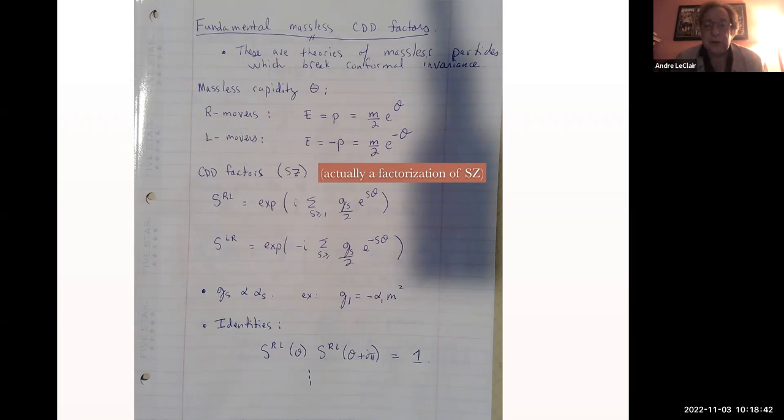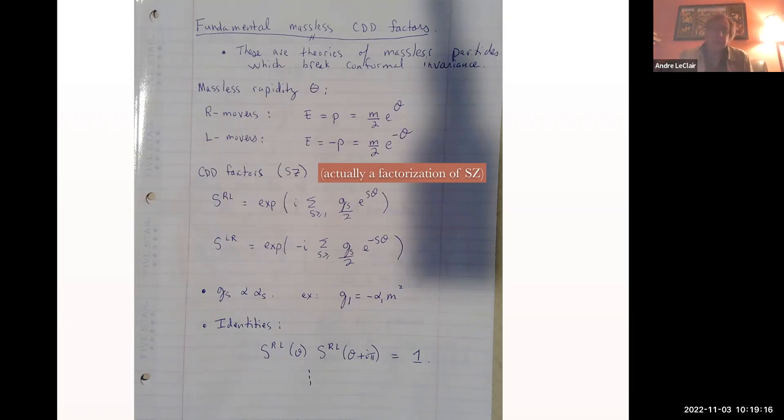Remember, if you just have pure TTbar, that means alpha one is the only one that's not zero. Then g one, alpha one times M squared, is a dimensionless coupling. And as Smirnov and Zamolodchikov told us, this should be the theta dependence if you include higher couplings. So g s is always proportional to alpha s.